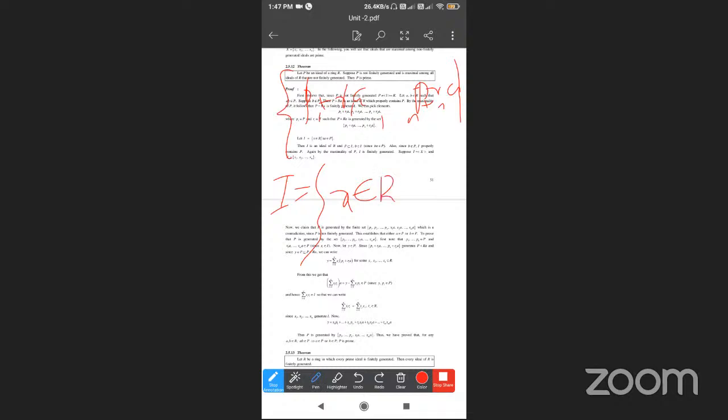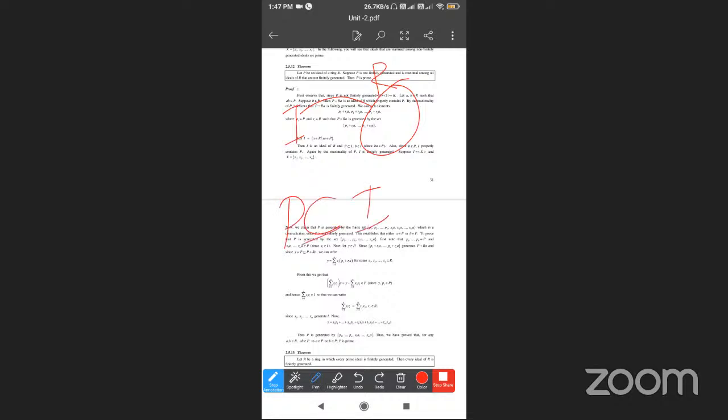I is not generated such that xa is an element of P. So I is not generated. X belongs to R, xa belongs to P. I is an ideal of R, R is a ring, and also P is a subset of I, so I contains P, a subset of R.